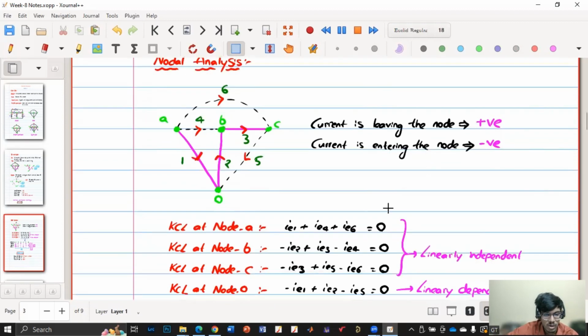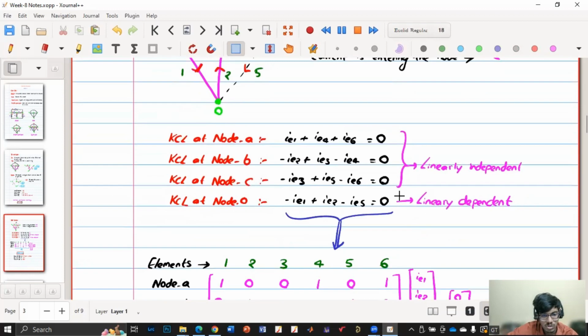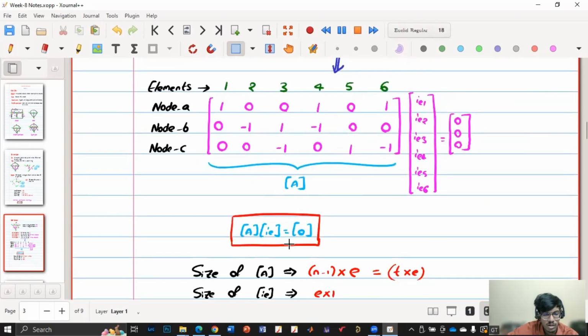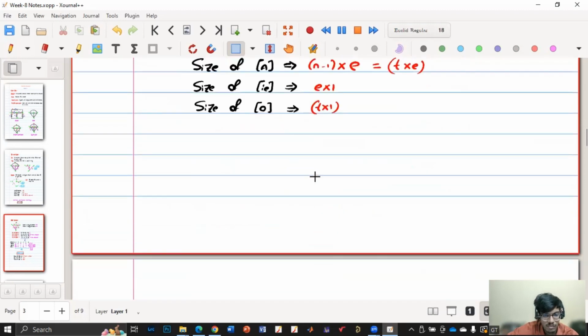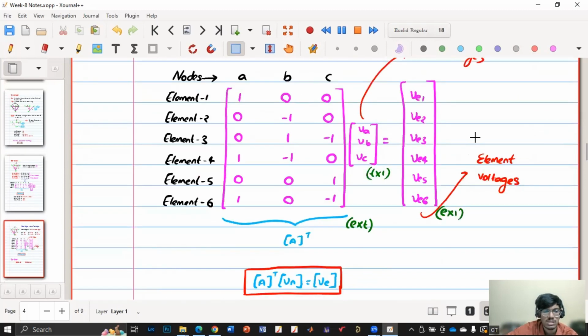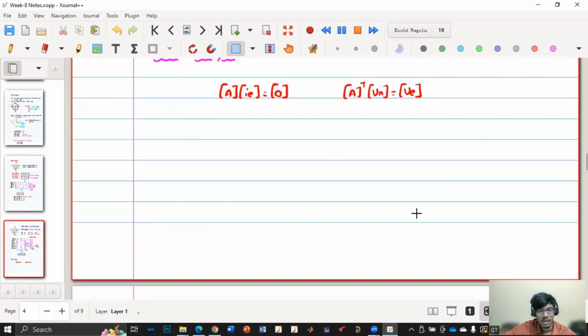You need to take a note of that. So here three equations are independent and the other one is redundant. So we remove that and we consider these three equations form this type of matrix. So we'll get one equation. In the other equation, we assume node voltages VA, VB, VC and write element voltages in terms of node voltages. Then we got another equation. So the summary of nodal analysis is A matrix into element currents equal to 0, A transpose matrix into node voltages is equal to element voltages.